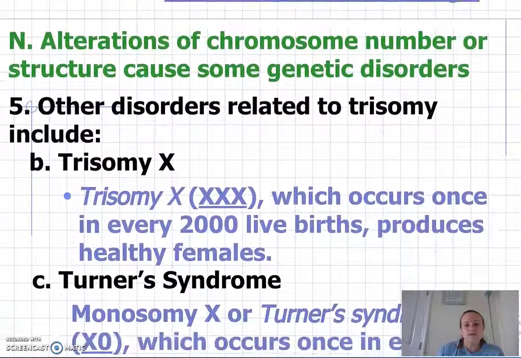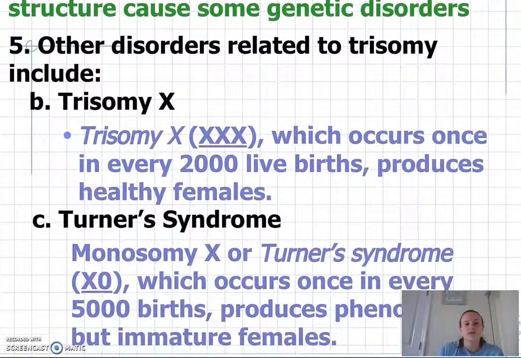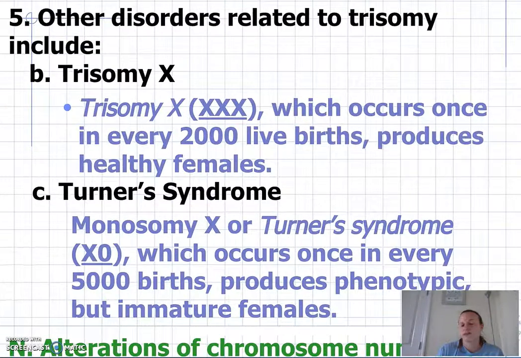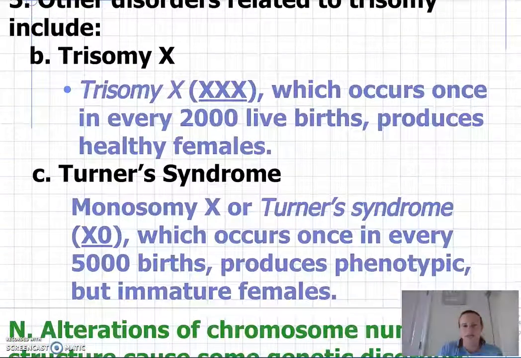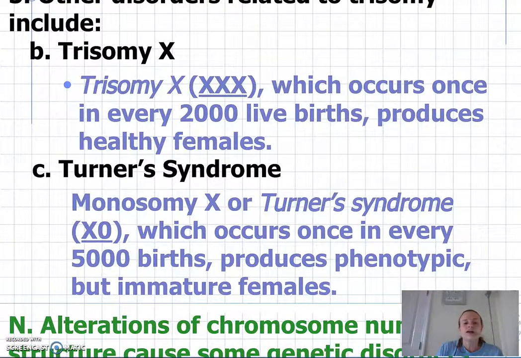Some other disorders related to trisomy is trisomy X. So a female is XXX. It occurs once in every 2,000 live births, but it produces a healthy female, so we don't often hear about that. On the other hand, monosomy or Turner syndrome is when a female has XO.